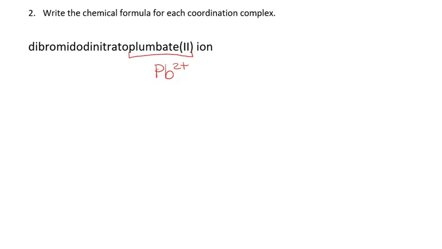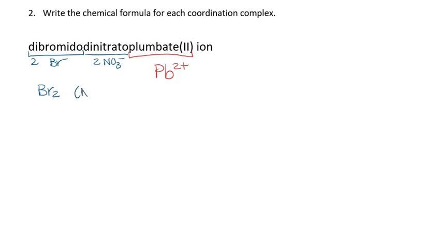Looking at the ligands, I have a dibromido, so that's 2 bromides. I have a dinitrato, which is 2 nitrates. So if I rewrite these ligands, how they'll look when I go to assemble them into the chemical formula, I'll have a Br2. Now, the Br2 is not diatomic bromine. It's not elemental bromine. It's 2 of our bromides, but when we go to write it in the formula of the complex, we write it as Br2.